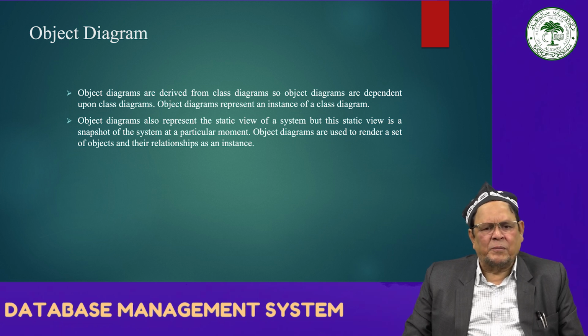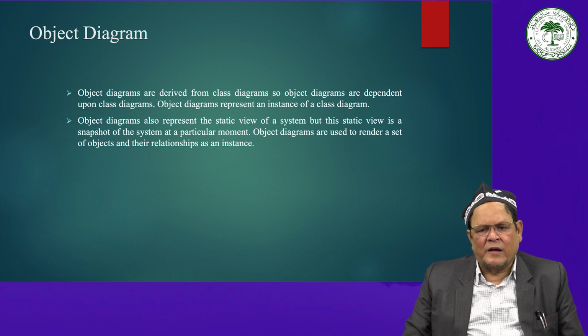Object diagrams represent the static flow of a system, but this static flow is a snapshot of a system at a particular moment. Object diagrams are used to render a set of objects and their relationships as instances.